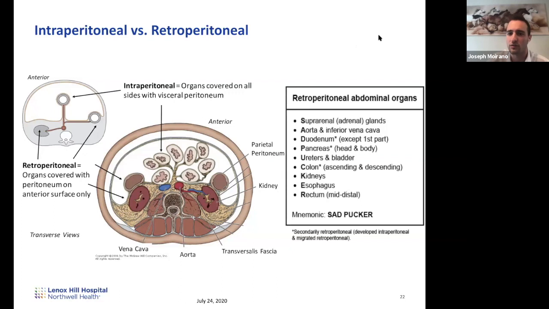And there's just a really good mnemonic for when you guys possibly have to memorize this in the future, for what are going to be the retroperitoneal versus intraperitoneal organs. That's going to be the mnemonic SAD pucker. I have them all listed here, so I'm not going to read them out to you guys for time's sake, but it's a good way to remember the idea of intraperitoneal versus retroperitoneal. The main takeaway you want to get from here is that intraperitoneal is covered on all sides with that visceral peritoneum, while retroperitoneal is only covered on the anterior surface.